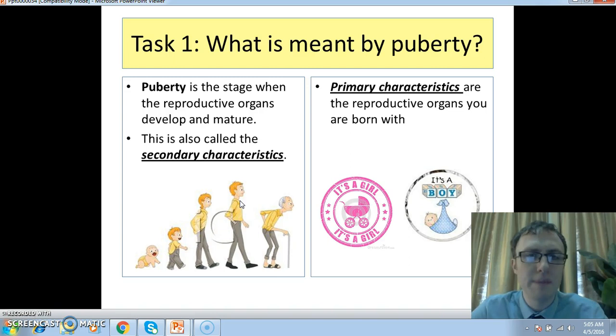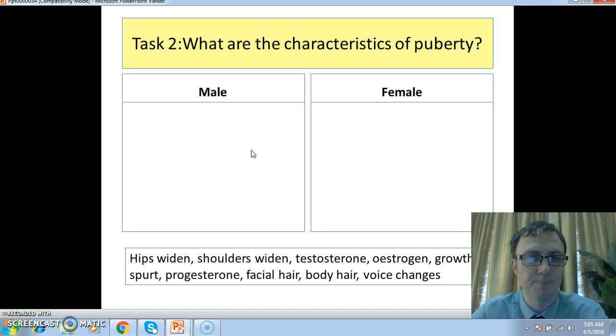Okay, what is meant by puberty? So puberty is the stage when the reproductive organs develop and mature. This is called the secondary characteristics. So primary characteristics are the reproductive organs you were born with, the way we know if you're a boy or a girl. And then during puberty, the secondary characteristics will develop, okay, to allow for reproduction to occur later.